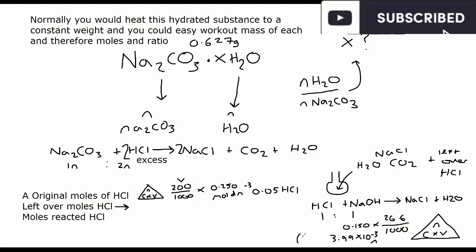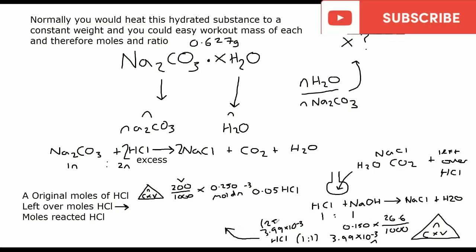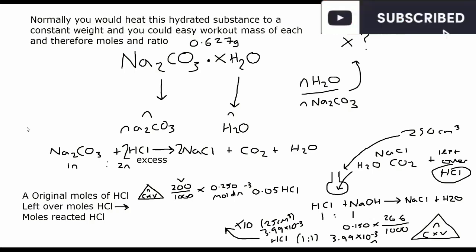of hydrochloric acid too. However, that is in 25 centimeter cube. Remember, we took the 250 and we only titrated 25 centimeters. There was 250 in the flask and we only titrated 25. So to find out how much leftover HCl was originally in that flask, left over from the first reaction, we've got to multiply by 10. And if you do 3.99 times 10 to the minus 3 times 10, we'll find out that in the original 250 centimeter flask, we had 0.0399 moles of hydrochloric acid. And that was the leftover moles.